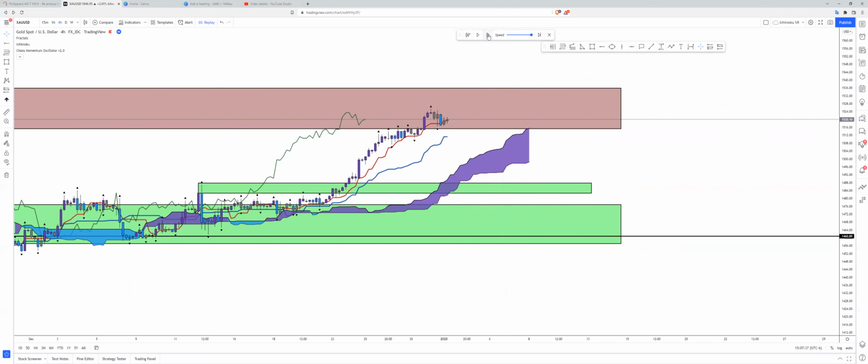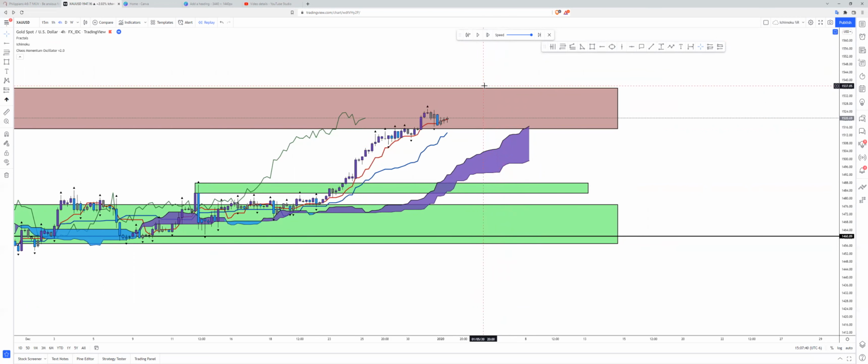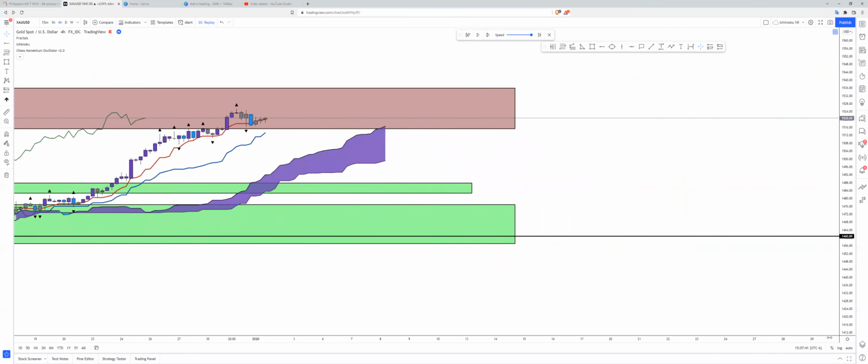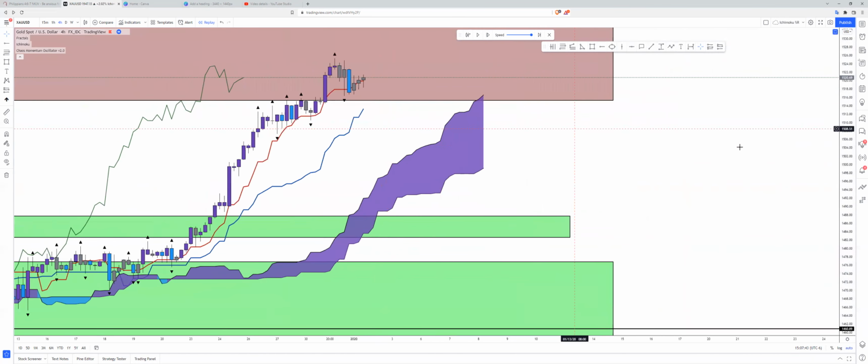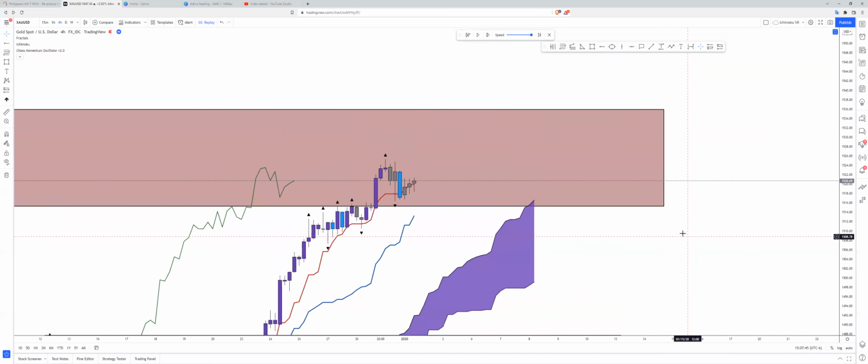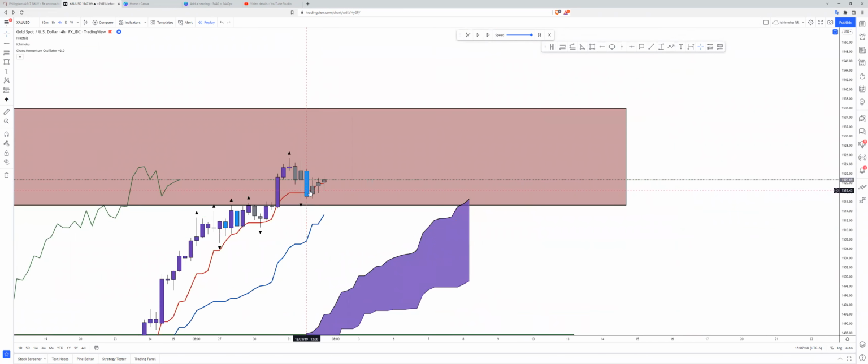Still not in the trade yet. Still not in the trade. Actually, let me see that. Let me zoom in on that one. Actually, you know what? We actually could enter this trade long, because we could have actually entered in long right here, but I couldn't see that.